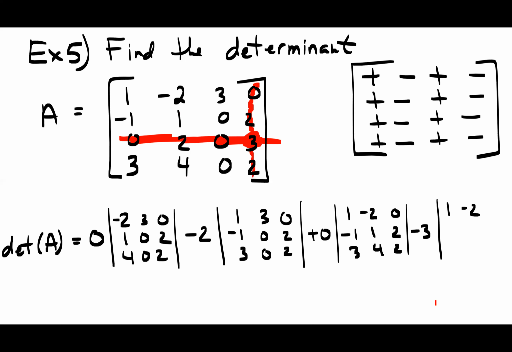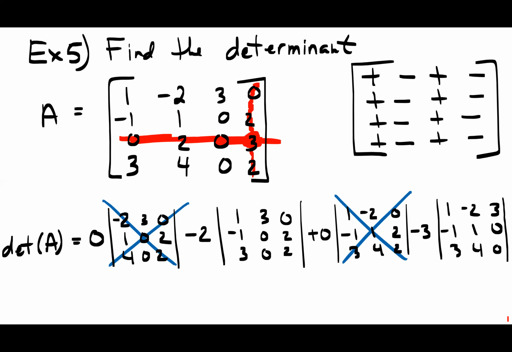And how about a negative, oh, sorry, 1, -2, 3, -1, 1, 0, 3, 4, 0. Are we good there? And yes, let's cross out this guy here. And that guy gets crossed out. So we really need to do these 2 right here. Do we have to do it 3 times for each of those as well? Absolutely.